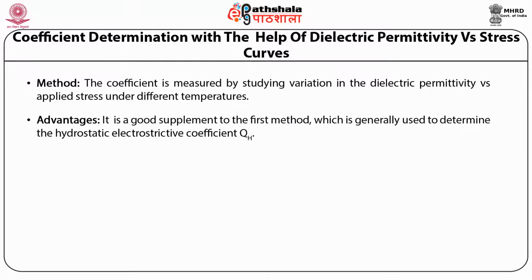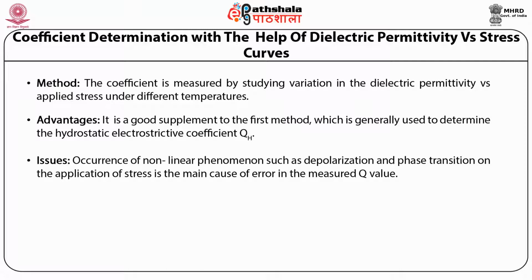Now it has certain advantages: it is a good supplement to the first method, and is generally used to determine the hydrostatic electrostrictive coefficient, that is Q_H. And the issue over here is that the occurrence of non-linear phenomena such as depolarization and phase transition on the application of stress is the main cause of error in the measured Q value.